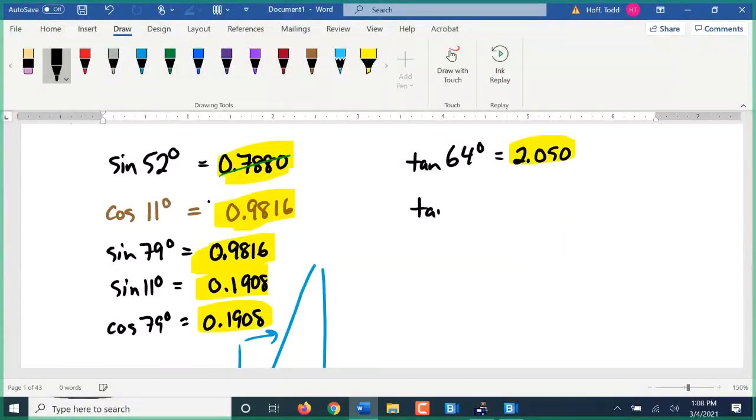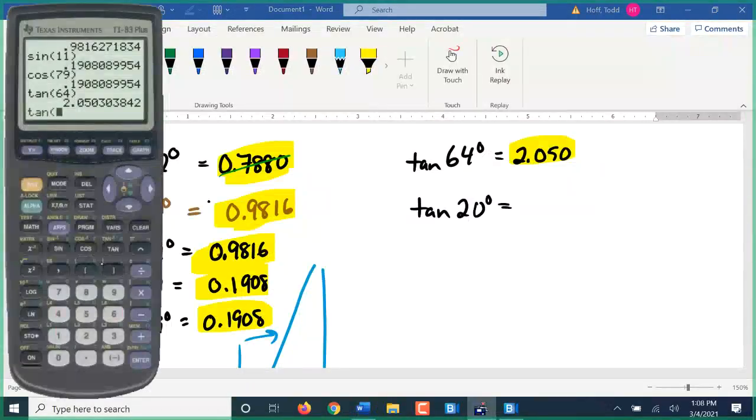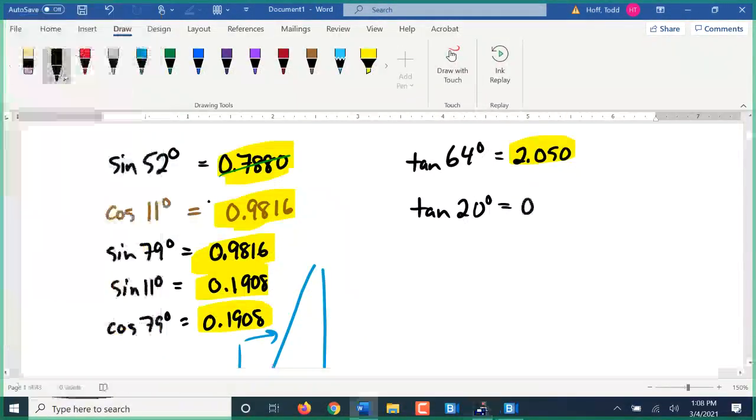If I do the tangent of 20 degrees, tangent of 20, I can still get a result that is smaller than 1. 0.3640 is what that comes to, if I round it to 4 decimal places. 0.3640 is the tangent of 20 degrees.